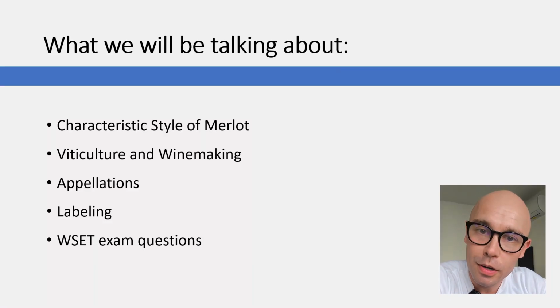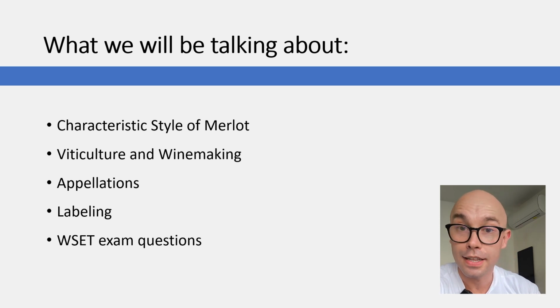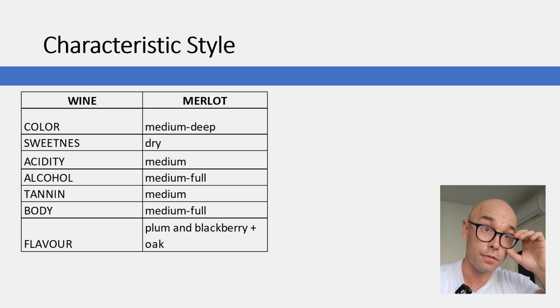Okay, wine people, let's talk about Merlot. There's quite a lot of information for this very important grape variety for your WSET Level 2 in wine. So let's simplify all this information. I'll explain the characteristic styles of Merlot. I will explain everything that is relevant for viticulture and winemaking for your WSET Level 2 in wines. I will show you all the appellations and labeling terms that you need to know, and at the end I will answer 10 WSET example questions. So let's go. Characteristic style of Merlot.